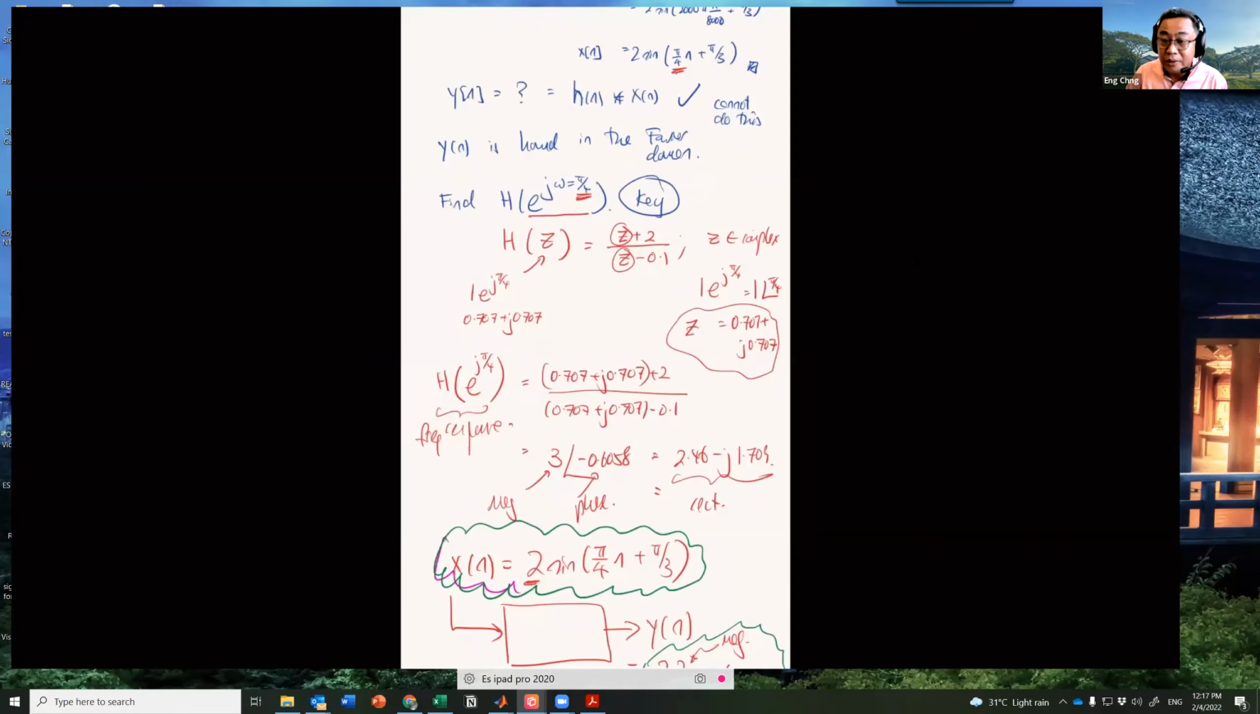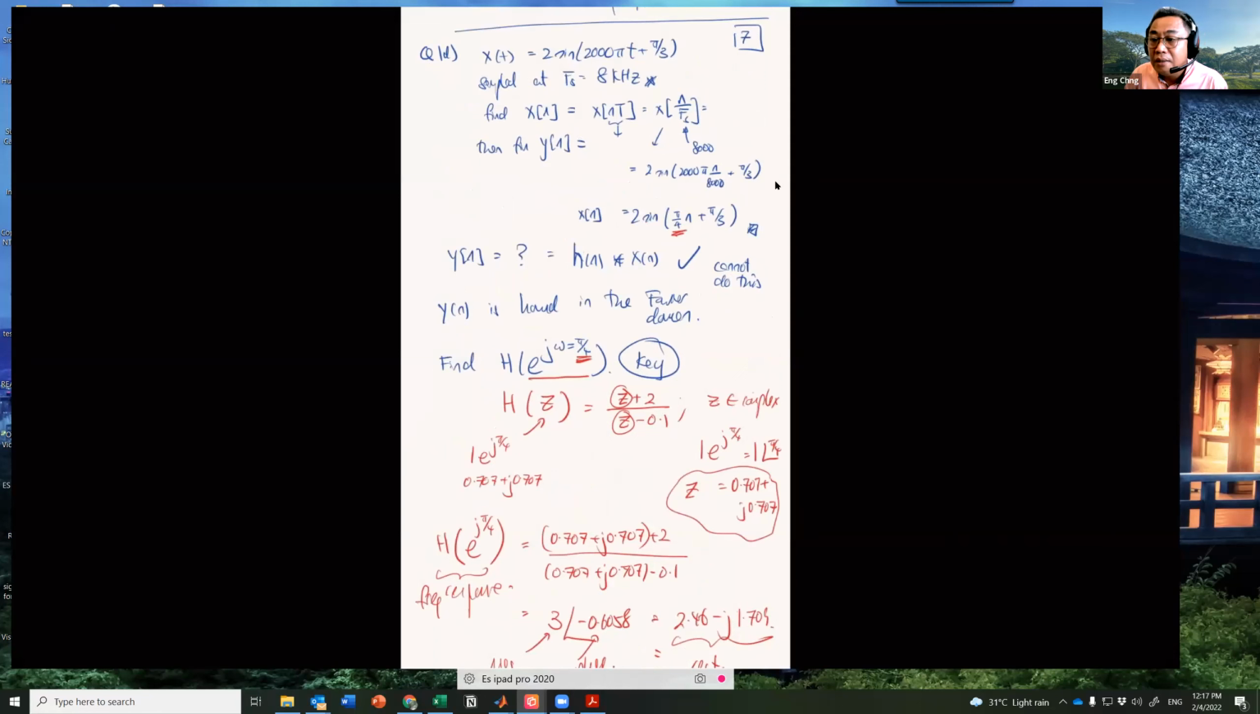So in the final part of the question, Q1D, the first part is really, really easy. You are given x(t) and the sampling frequency, and you're asked to find x[n]. So it's only a 2-step, you get 3 marks. To find y[n] is more difficult.